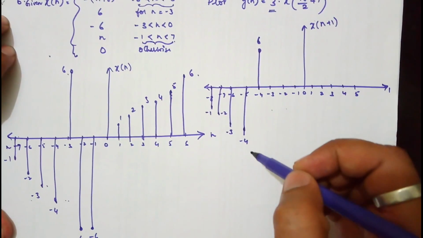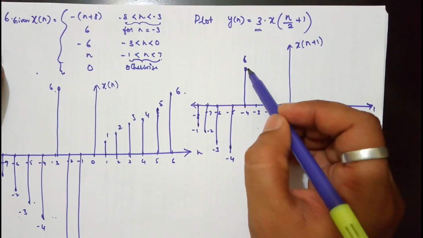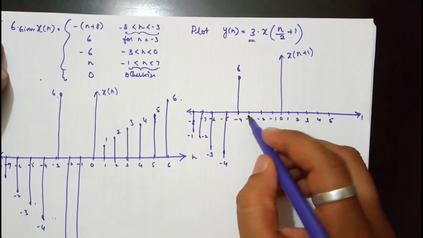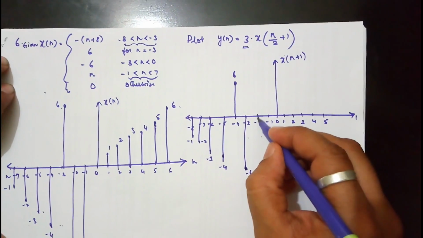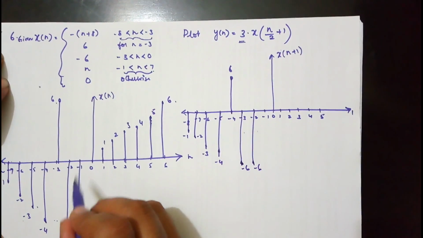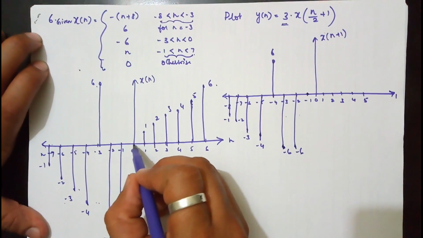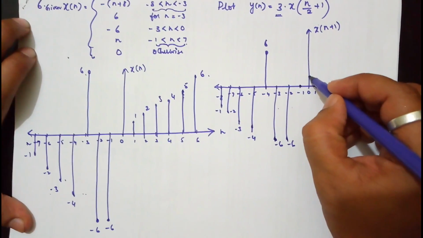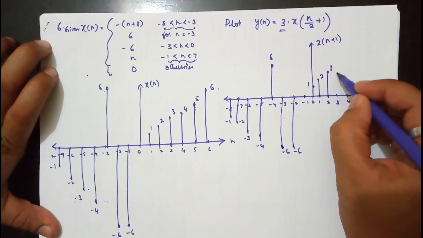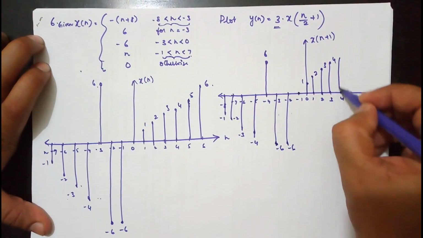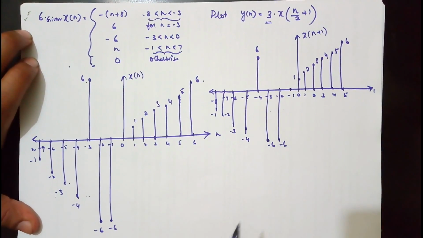at minus 4 you have 6. This is not according to the scale I am drawing, just for your understanding. At minus 3 you have minus 6, at minus 2 you have minus 6 again, at minus 1 you will have 0 because whatever is a sample at 0 will come here, and at 1 it will be 1, then 2, 3, 4, 5, and at 5 you will get 6.